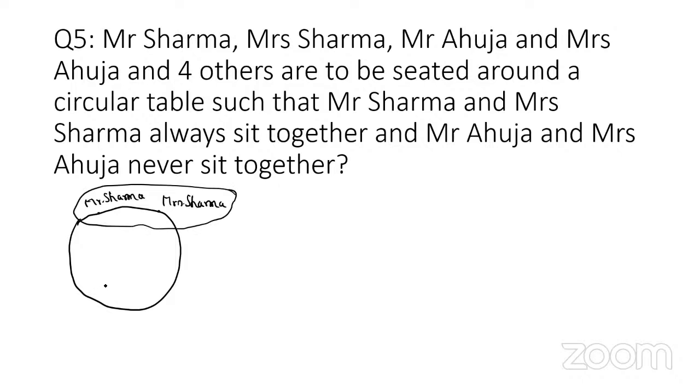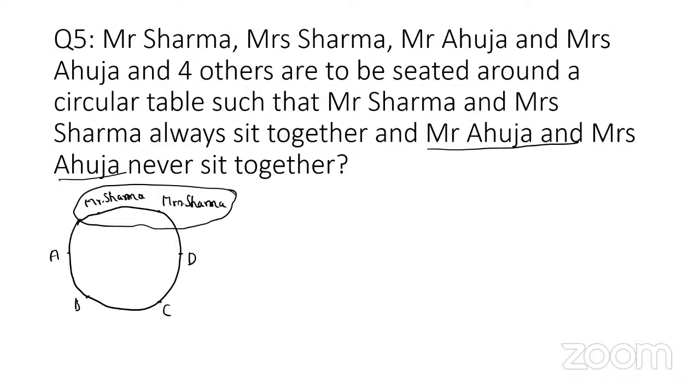Other than that, we have how many more people? We have 6 more people. But among those 6 people, we are given that Mr. Ahuja and Mrs. Ahuja can never sit together. So we have to focus on those 2 people as well, right? Let's say, guys, first of all, we are fixing the other 4 people apart from Mr. Ahuja and Mrs. Ahuja, right? The 4 people are, let's say, sitting here. And let's fix their names as ABCD, right?